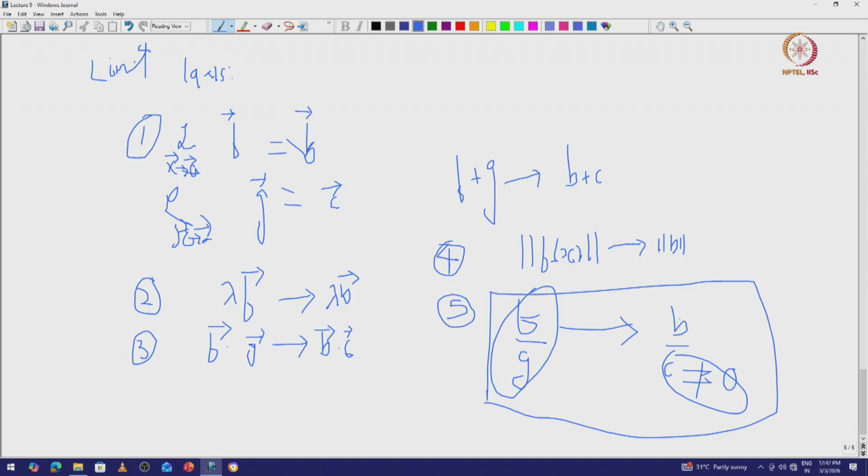We will prove these laws the next time. Again, as I said, the proofs are not rocket science. They are very similar to the one variable proofs, and then we will move on to differentiability, right.